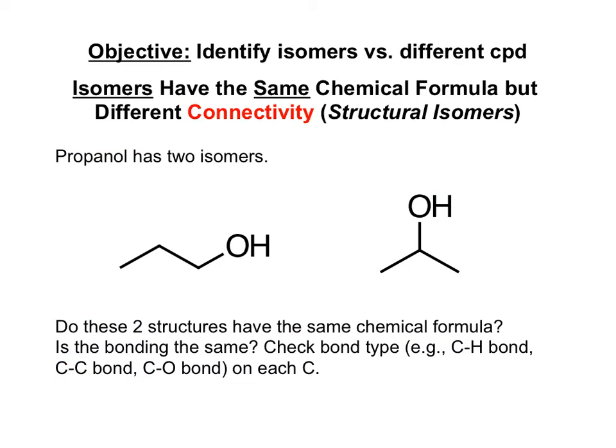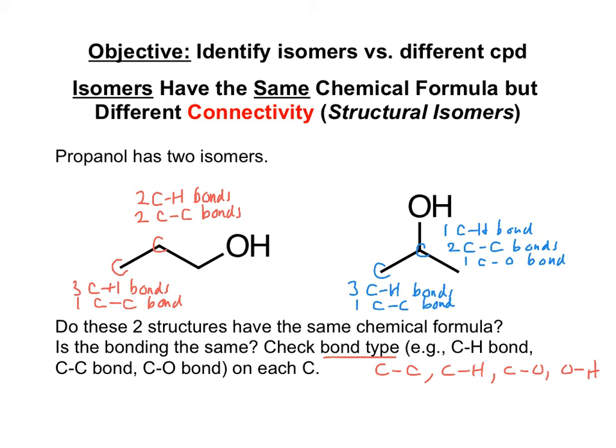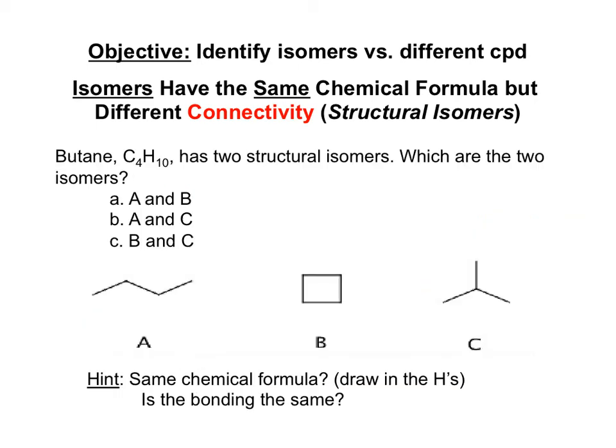For a compound that has many atoms, there can be different ways to connect the atoms. 2 compounds which have the same chemical formula but different connectivity are called isomers. For example, propanol has 2 isomers. Stop the video and check to see that the bonding is different in each isomer. Note that the bond types are the same, but the connectivity is different. The left carbon has the same number of each bond type, but the connectivity of the middle carbon is different.